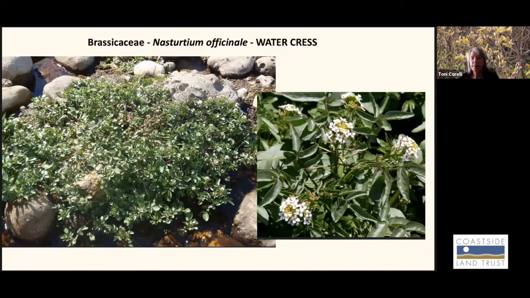Watercress is in the Brassicaceae, the mustard family, often found in the rocky beds of the creeks and streams. It has hollow stems that allow it to float in the water. This species, Nasturtium officinale, is a common plant found in wetlands throughout North America.